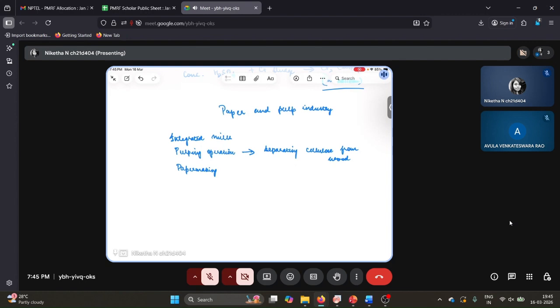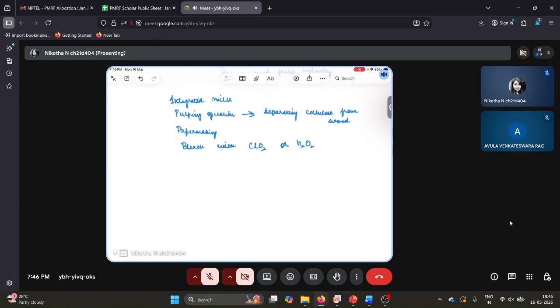Once we remove the pulp, the final step is to bleach with chlorine or hydrogen peroxide. This is done to make it white in color. Generally the wood pulp is slightly brownish, but if we want white paper, then we have to add some bleaching agents. Okay, first let's look at the pulping process.